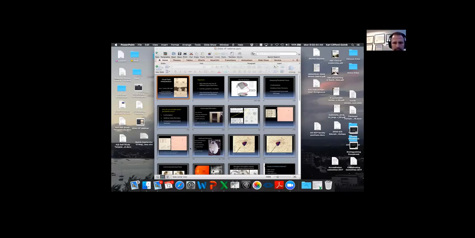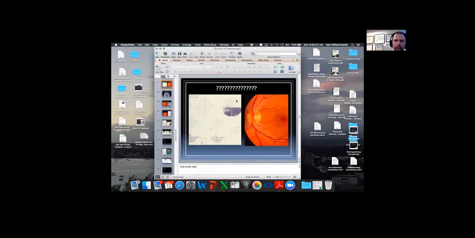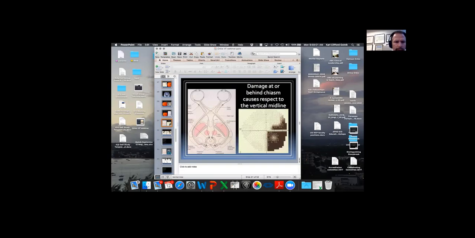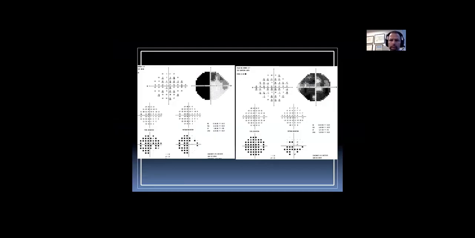Let me just see if I can go back and find it. So for instance, I hope you can still see this. On this visual field test, I'm going to load this up. If you look across the vertical midline here, you'll see 4 versus 26, 8 versus 22, 0 versus 30. So this is a huge step across the midline, meaning a big difference in response.